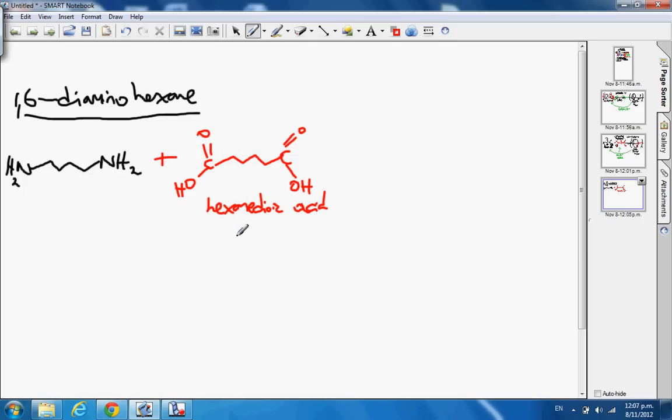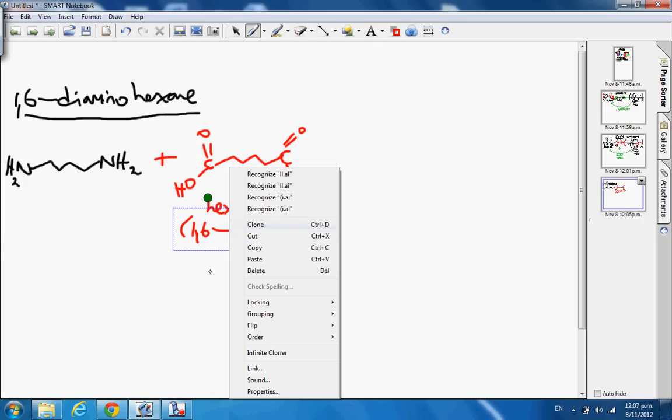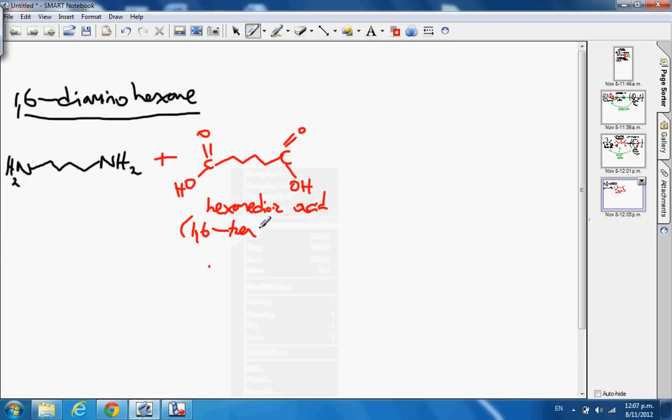or you could call it 1,6 hexanoic acid. So 2 ways of naming it. In either case, it's a dicarboxylic acid. This is a diamine, 2 amine groups. And with the diamine and the dicarboxylic acid, you're going to form the polyamide in this case.